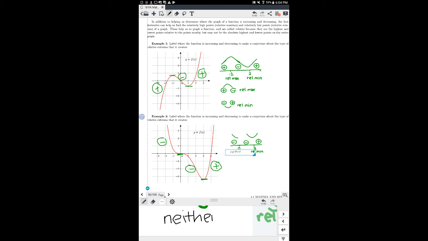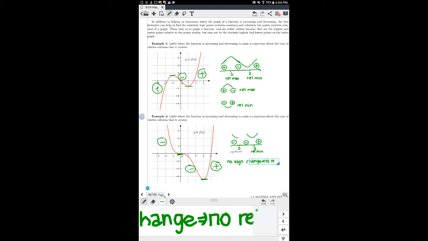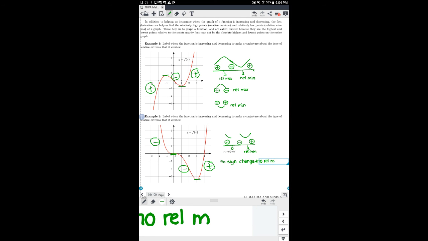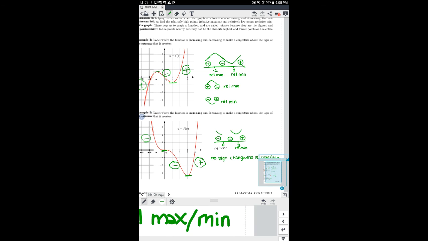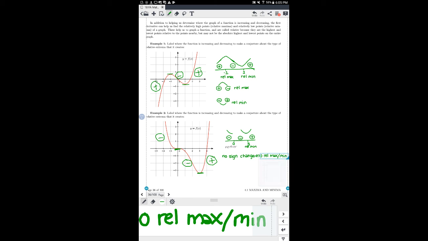So that's kind of the last part of our conjectures. When you don't have a sign change, say it's increasing to increasing or decreasing to decreasing, no sign change means there's no relative extrema there. It implies no relative max or min at that critical number, like we saw at x is 0, where we went from decreasing to decreasing, which did not give us any relative extrema.